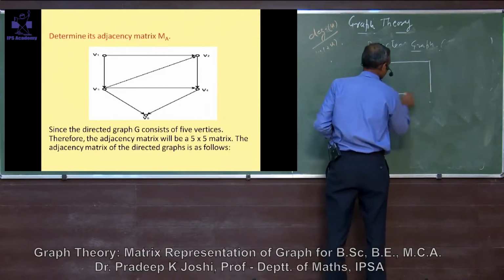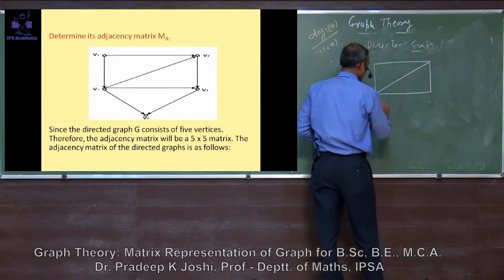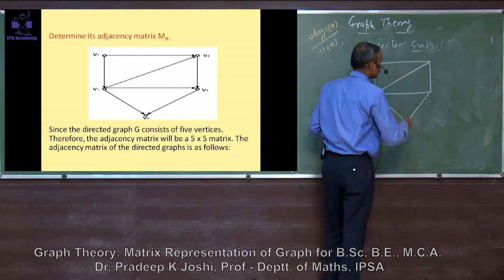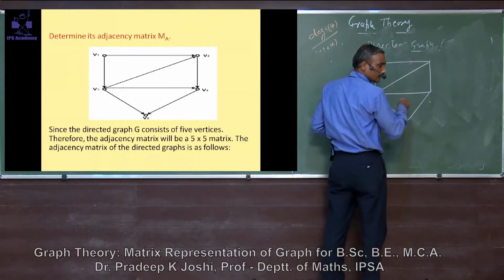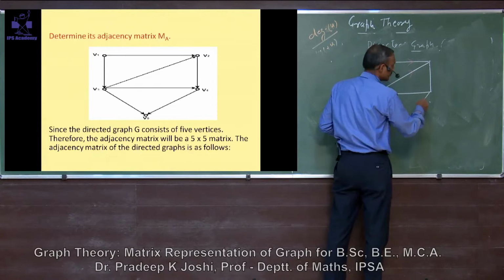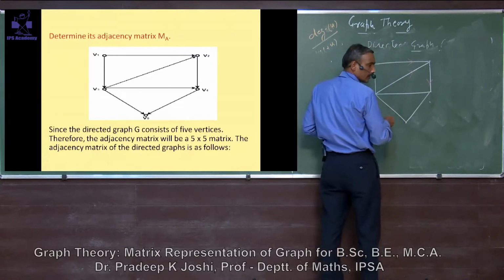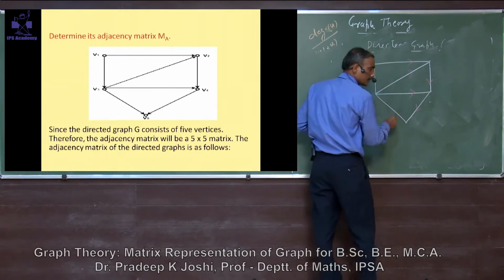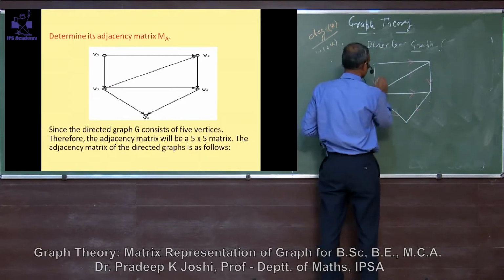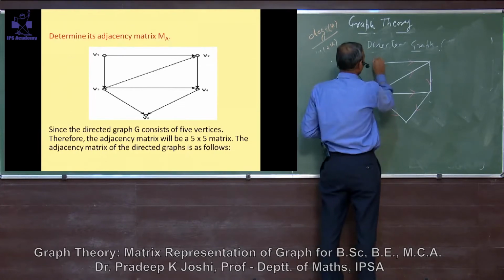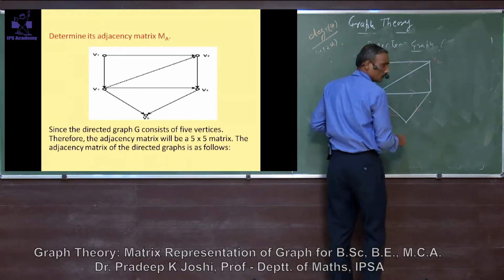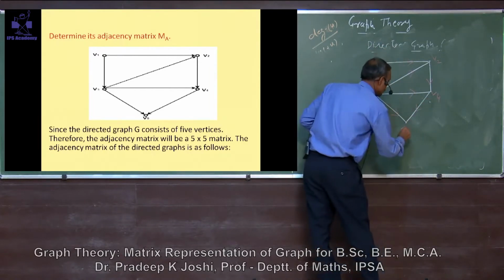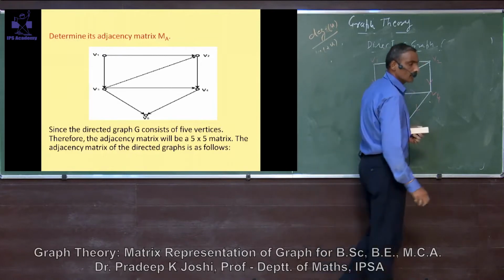Now put directions between the vertices. We put the directions here, and this way, and this way, and this way. This is V1, V2, and this is V3, V4, and this is V5.